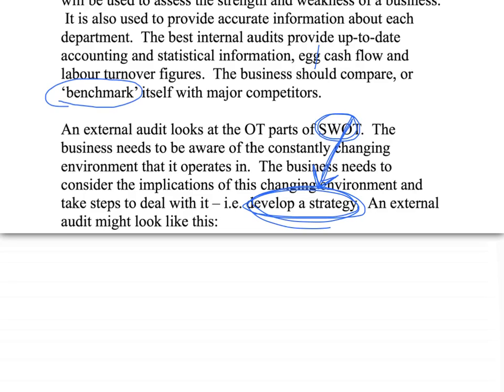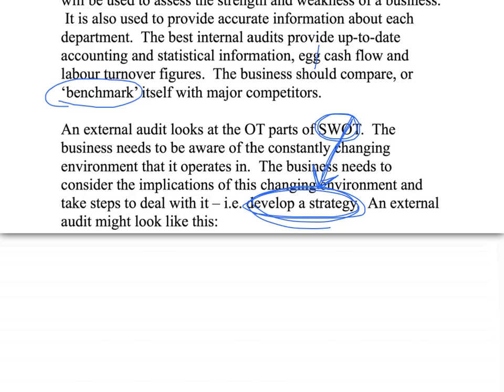So a SWOT analysis doesn't make your business successful. A SWOT analysis makes you aware of what you're good at and what you're not so good at, so you can put things in place to make sure that you're successful. Never fall into the trap of thinking a SWOT analysis makes a business successful. It doesn't. It helps the business to decide what it needs to do in order to become successful, or what it needs to avoid in order to be not successful.